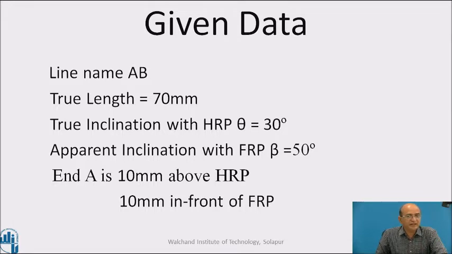After that what is given? Apparent inclination with FRP is given, that is beta equal to 50 degrees. Here again apparent angle is indicated as beta and true angle is indicated as phi with FRP, and end A is 10 millimeter above HRP, 10 millimeter in front of FRP. Now we'll see how to solve this question.